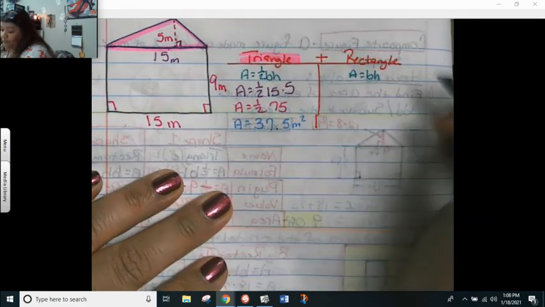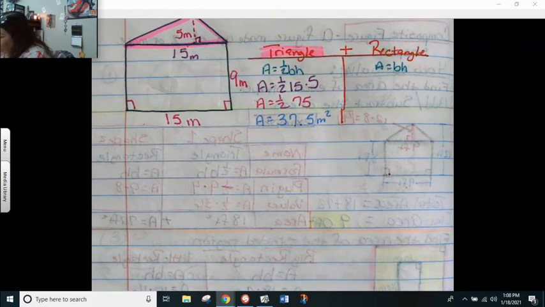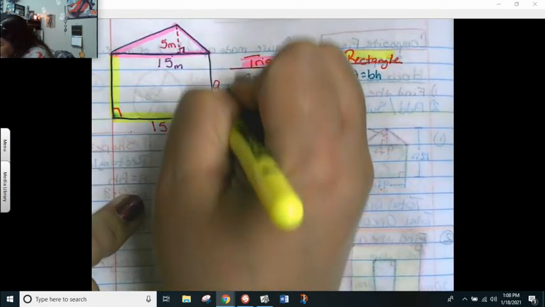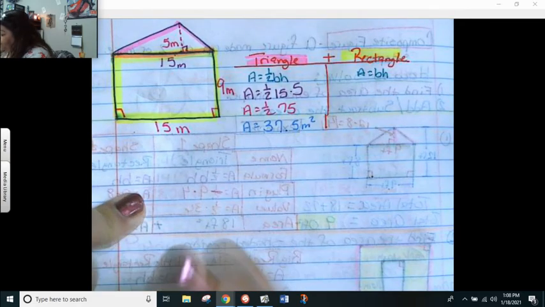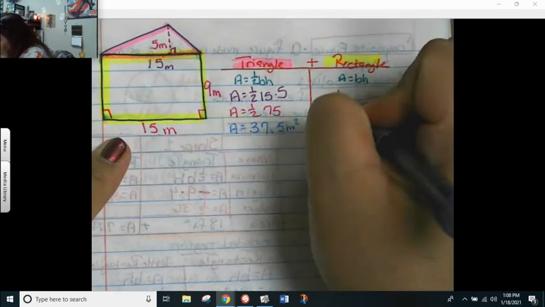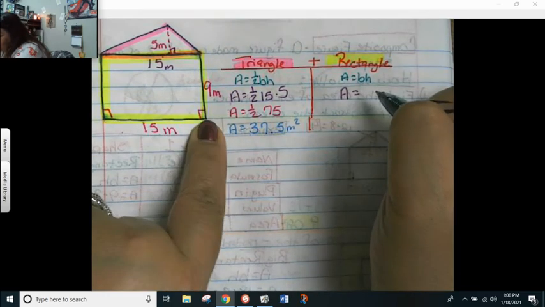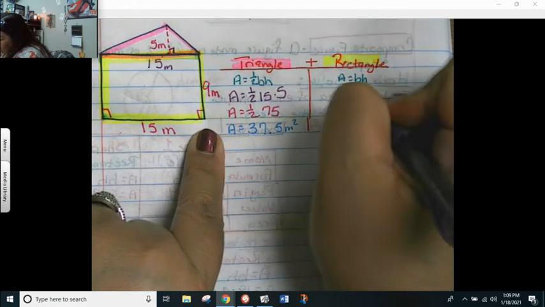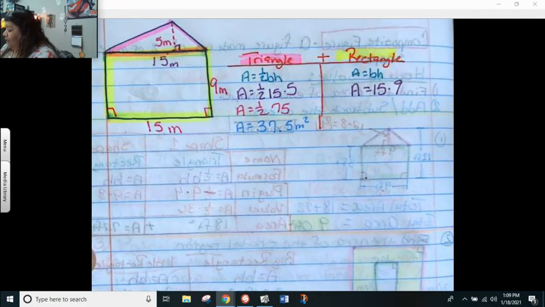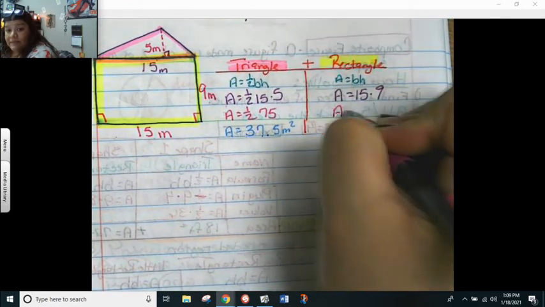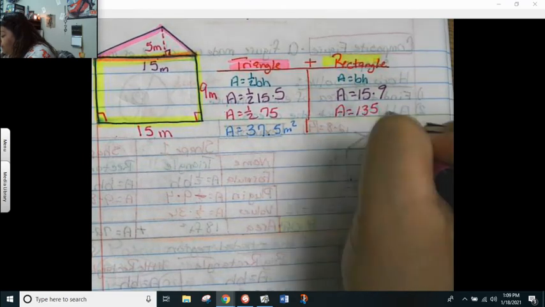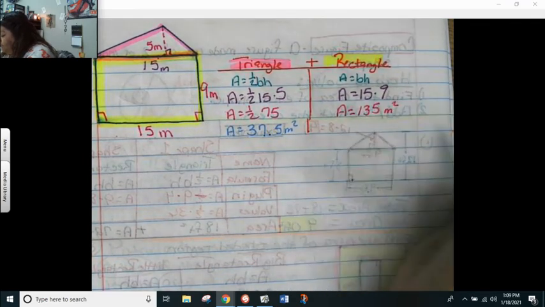Let's do the rectangle. Rectangle, I'll put in yellow. So here are the numbers I need for the rectangle. Here's my shape. And let me go ahead and plug in my numbers, okay? I just need the base and height. So the base is 15, and the height, it is 9 meters tall, so times 9. So on this one, I just have to do 15 times 9. So 9 times 5 is 45, and that's 135 meters squared.